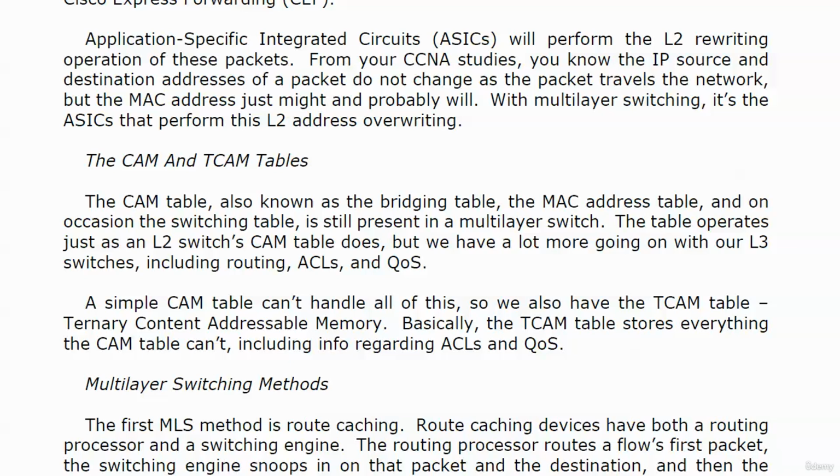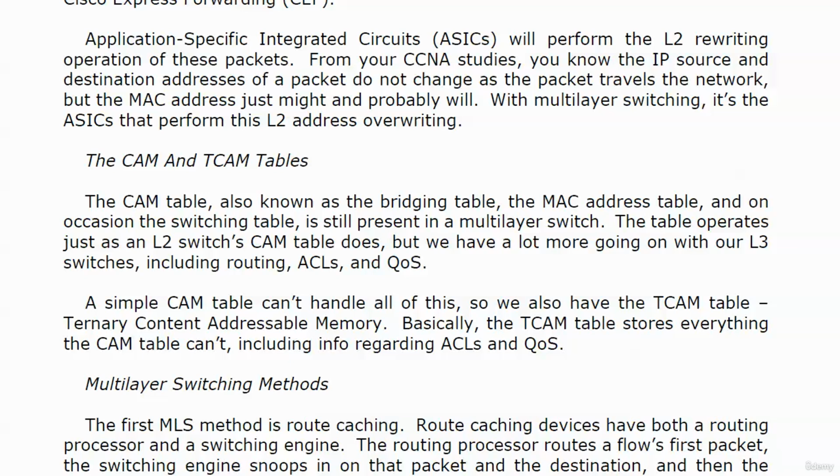You've probably seen them. You know, when this packet gets here, what's the MAC address? What's the IP address, source and destination? Well, the IP source and destination addresses don't change, but the MAC addresses just might and probably do. And with multi-layer switching, it's the ASICs that actually perform that layer 2 rewriting.